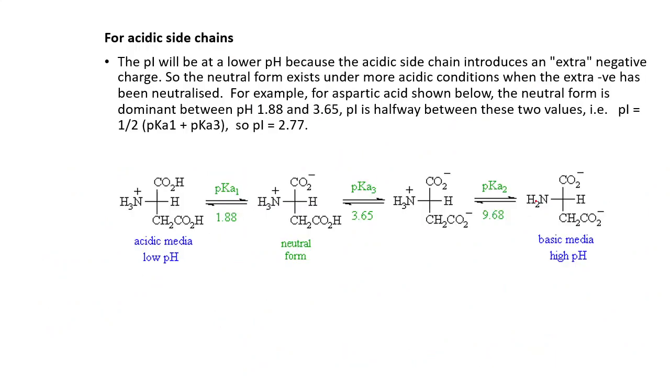Let's see what it means for acidic side chains. For acidic side chains, the isoelectric point is calculated on the basis of the average of the acidic pKa values. So this is aspartic acid, which has an acidic side chain. The alpha COOH has a pK of 1.88, whereas the side chain has a pK of 3.65. So the rule suggests that it is the average of these two, that is 2.77.